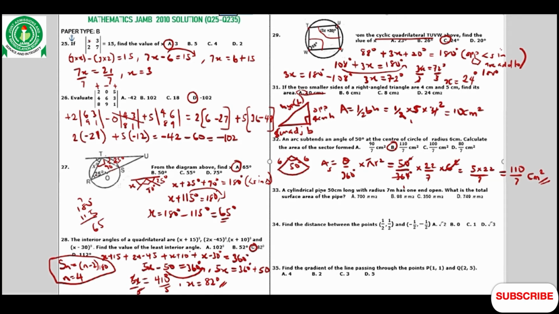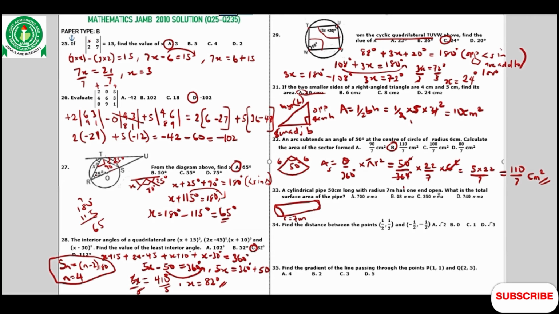Now the next one is a cylindrical pipe, 5 centimeters long with radius 7 centimeters. A cylindrical pipe looks like this, with radius 7, and it has one end open. This one is closed, and the other one is open. So it has a radius of 7 centimeters.